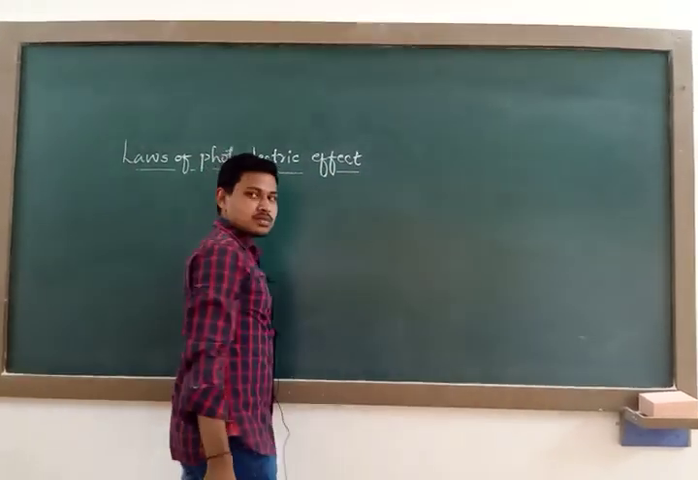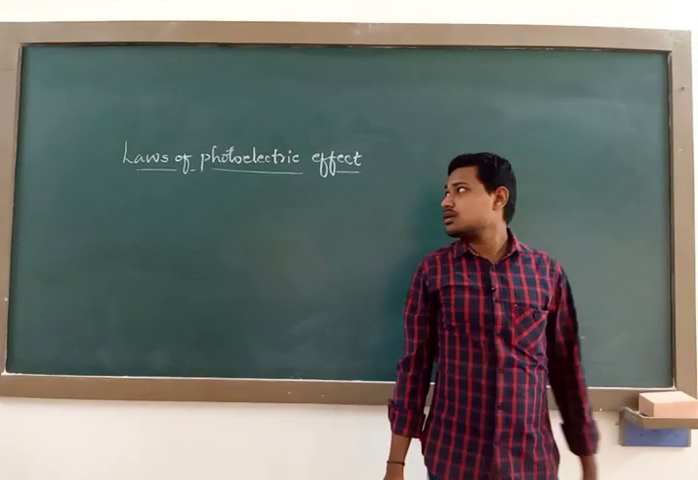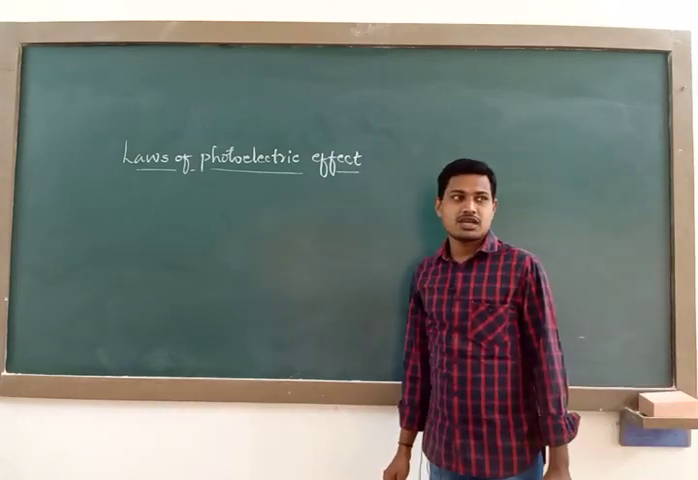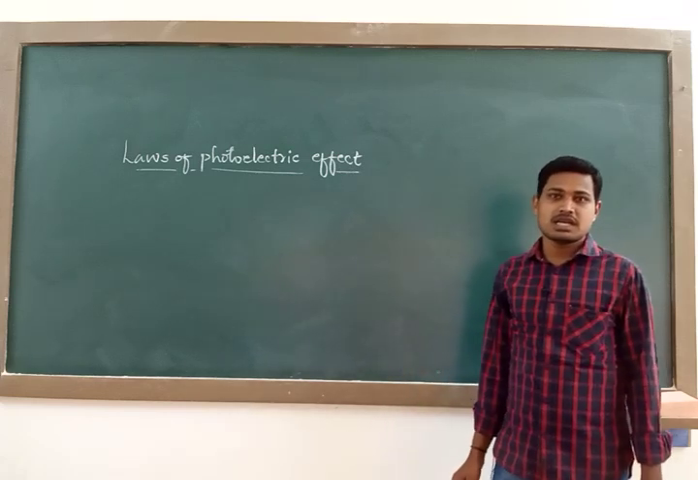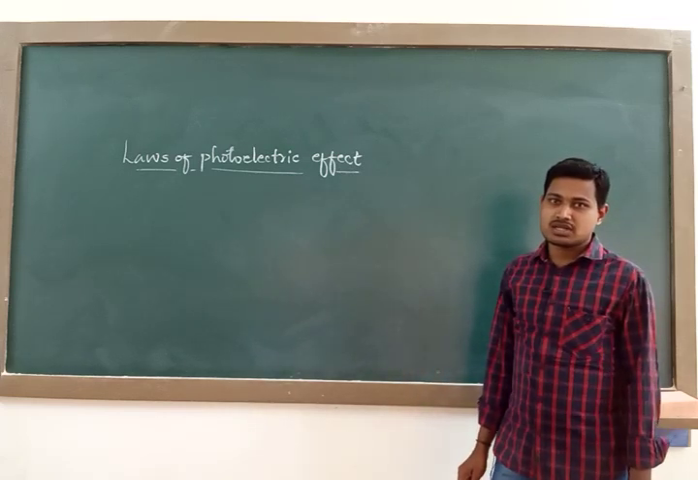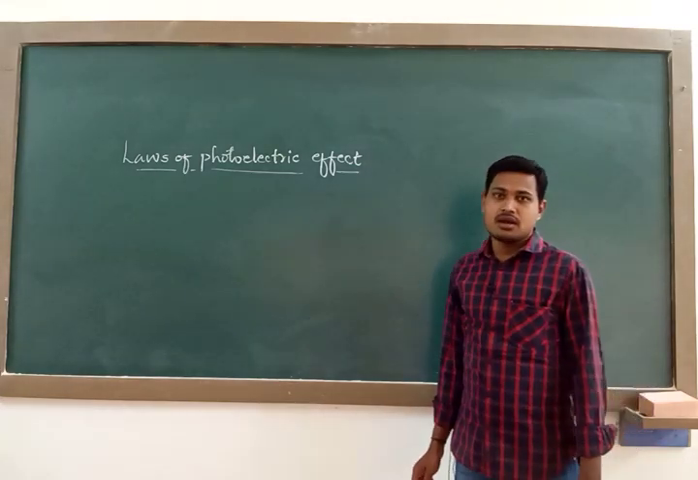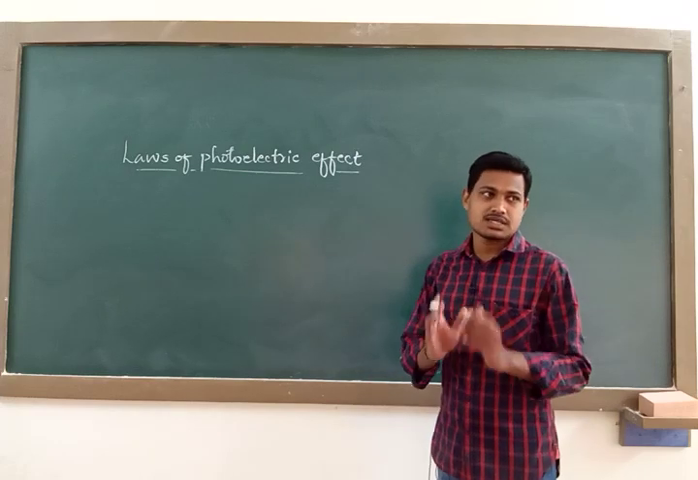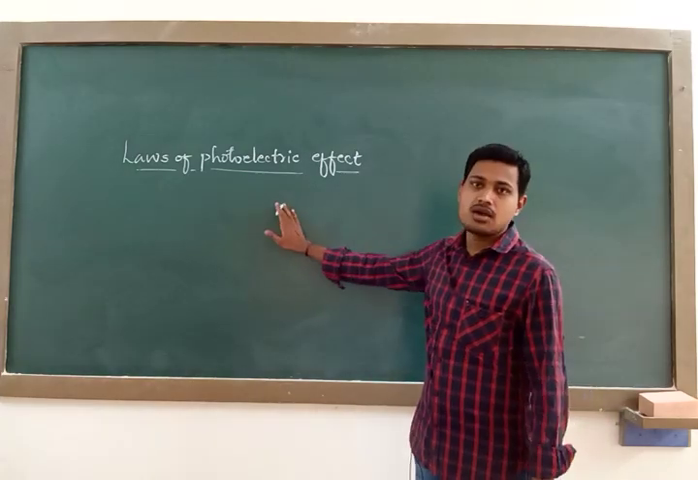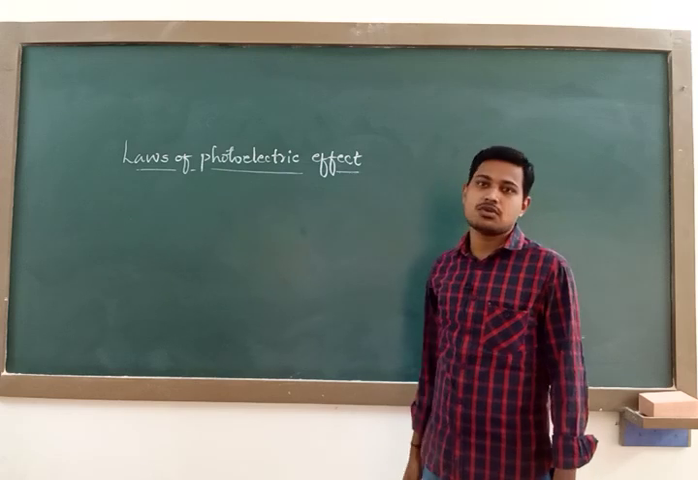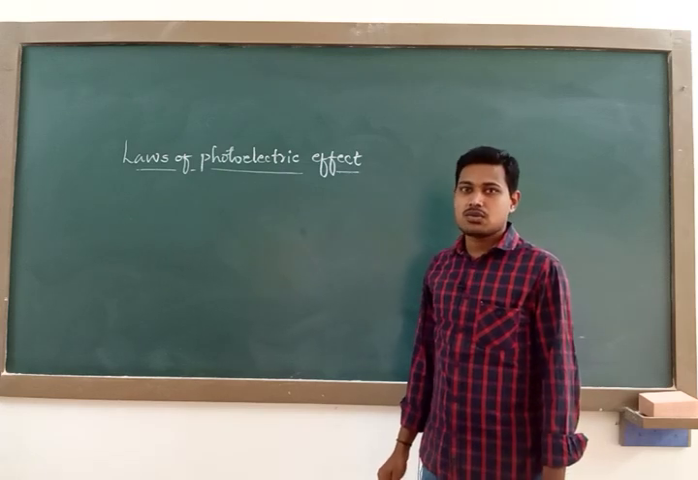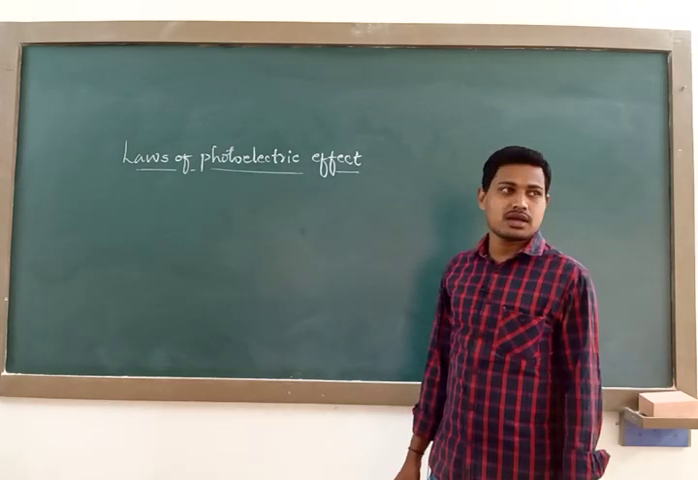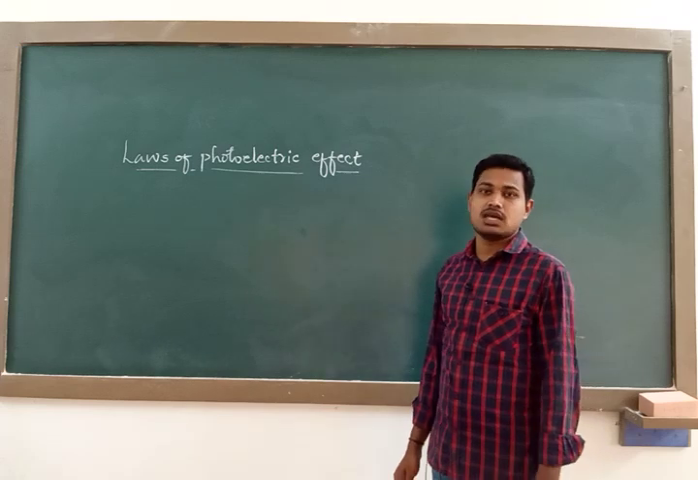Listen here. Under the laws of photoelectric effect, whatever experimental verifications or experimental study you did in the case of photoelectric effect, and whatever graphical conclusions you have drawn there, the same conclusions are made into laws. This set of conclusions is called the laws of photoelectric effect. As you recall, the first conclusion we studied was how photoelectric current varies with respect to the intensity of the incident radiation.